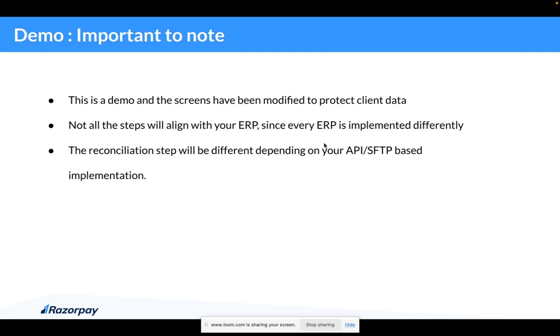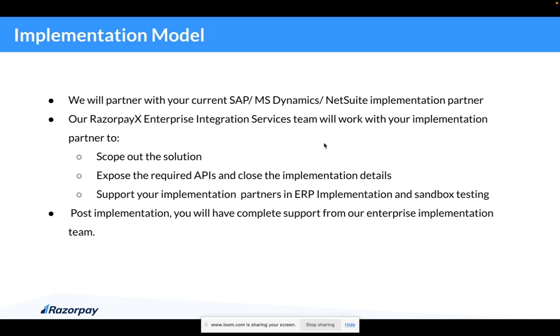But there are two ways that you can see them happening. Number one is via API, and number two is SFTP based implementation. Now, before we go into exactly how this works, there are a few very important things on how this is going to be implemented.